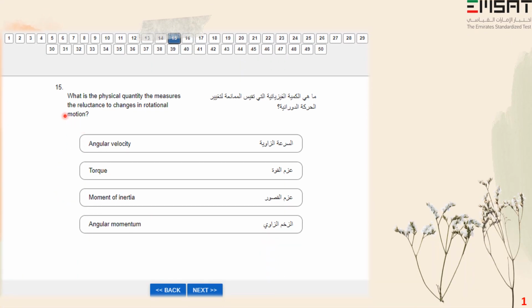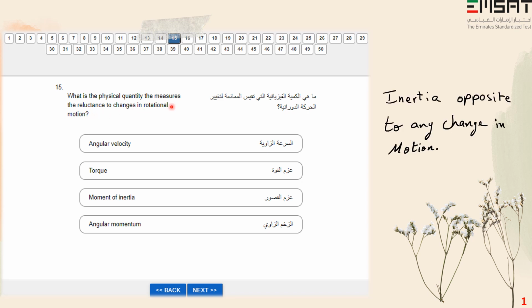What is the physical quantity that measures the reluctance to change in rotational motion? The reluctance to change means opposing the change of motion. So which quantity works to oppose the change in motion? Of course it's the moment of inertia, because it's related to the mass, and mass opposes any change in motion.